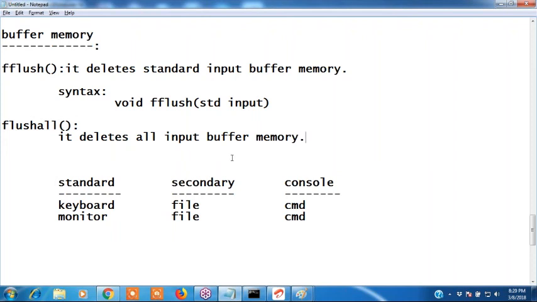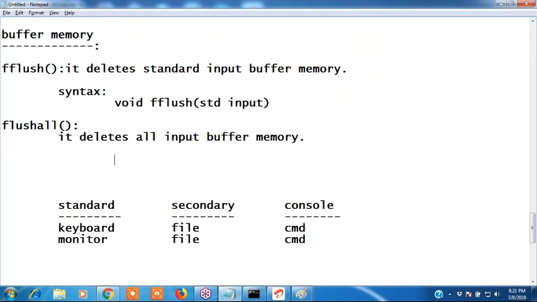In the first class we discussed scanf functions. At the time of scanf we have three types of input: standard, secondary and console. If you use scanf, that is standard, reading from the keyboard. Secondary means reading from the file. Console means reading from the command prompt. flushall deletes all types of input buffer memory.